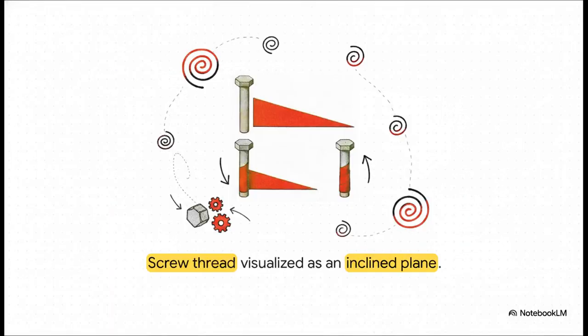And this brilliantly illustrates the concept. If you take a simple inclined plane, like a ramp, represented by the red triangle here, and you wrap it around a cylinder, boom, you get a screw thread. This is a total aha moment. A screw isn't just a spiral. It is literally a ramp wrapped around a pole. So when you turn a screw, you are essentially pushing a heavy load up a very long continuous hill.